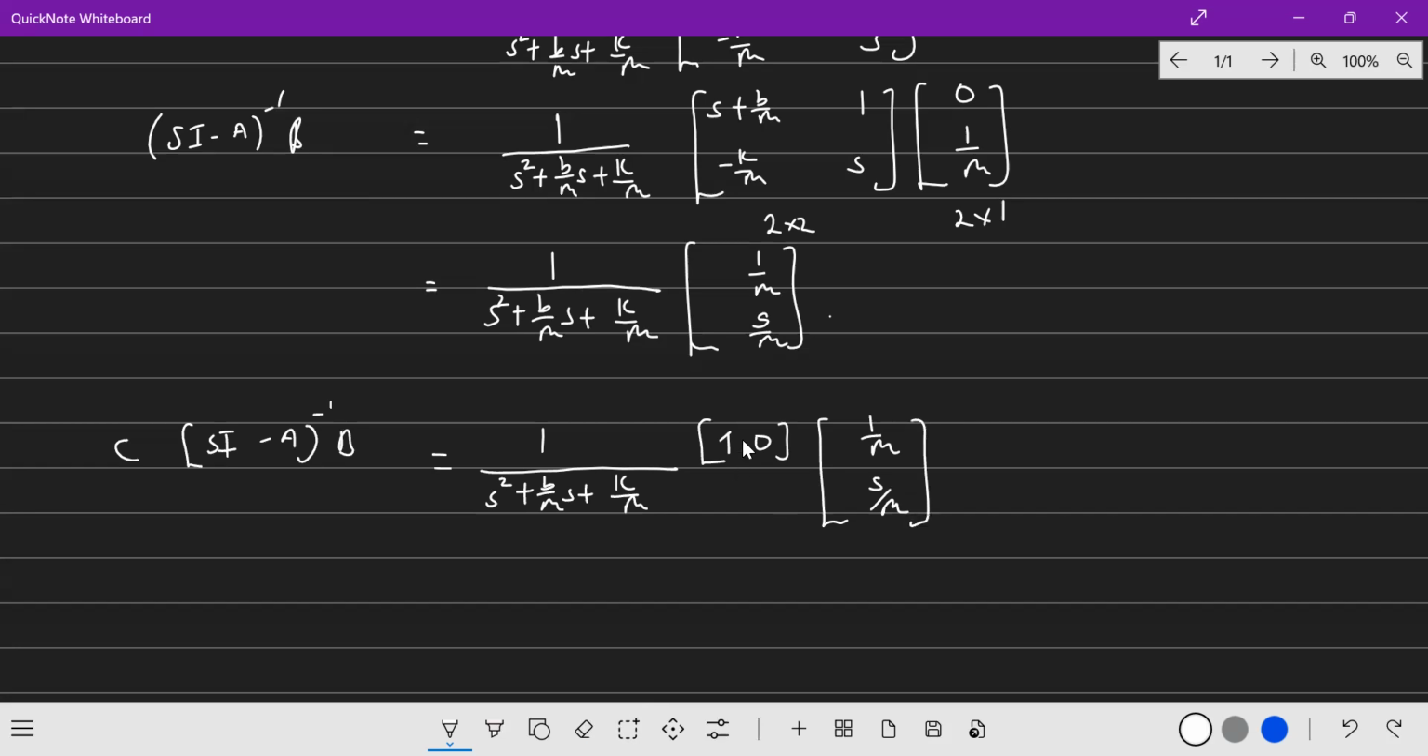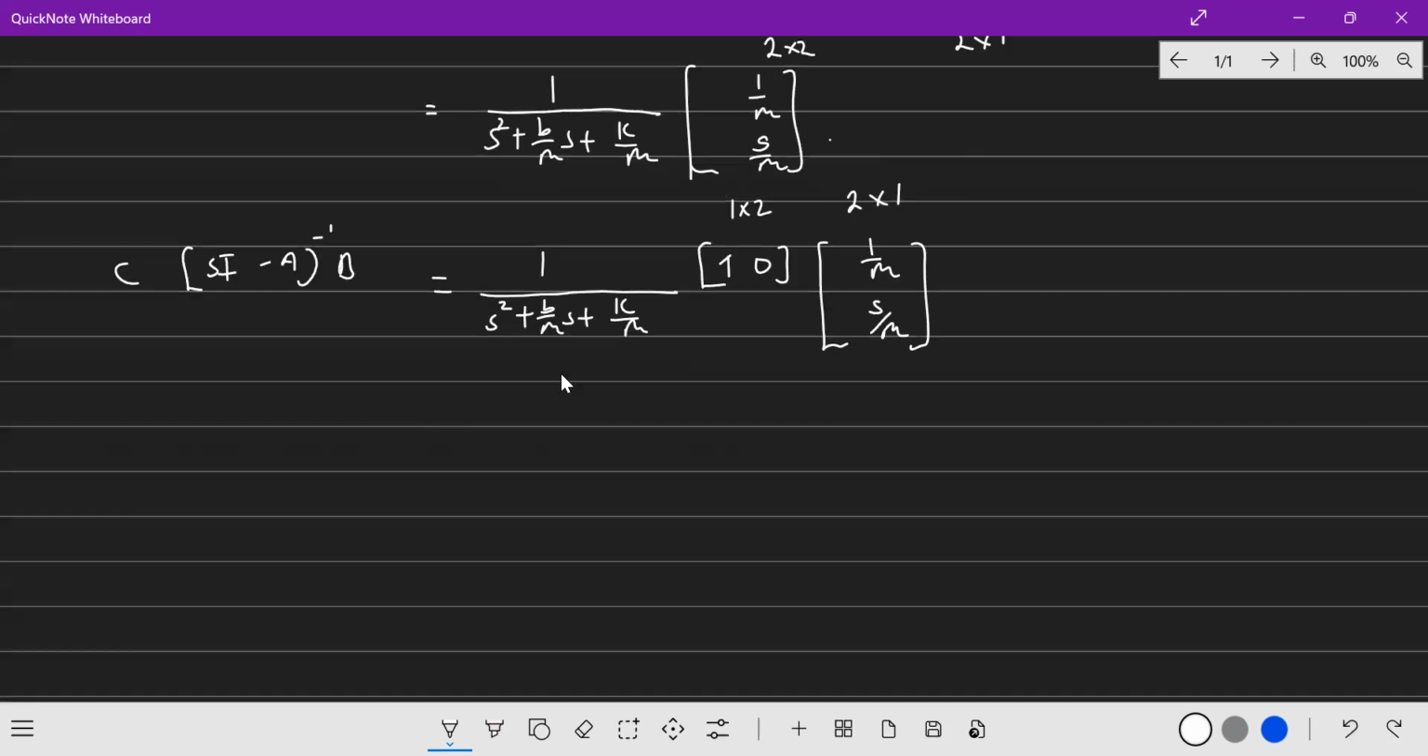Let's multiply now. This is it, row by column. So this is a 1 by 2 matrix and this is a 2 by 1 matrix. So the order will just be 1 by 1, right? That's a 1 by 1 matrix. So here we just have this row multiplied by this column. 1 times 1 over M, that's 1 over M, plus 0 times S over M. So the answer is just 1 over M on top, and then divided by S squared plus B over M, S plus K over M. So that's the result, right?